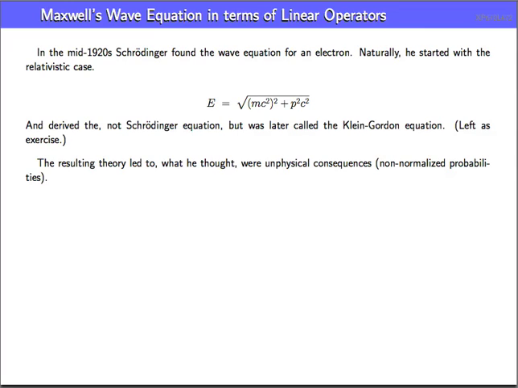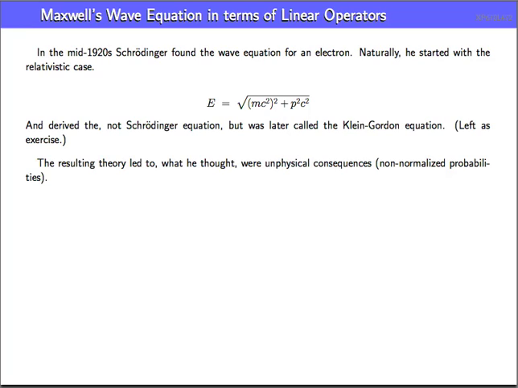E is equal to the square root of the quantity mc squared, squared, plus p squared c squared. So first of all, we see a problem: how do we deal with operators under square roots? Well, you just square it. And he derived an equation from that, but it's not called the Schrödinger equation. It's actually called the Klein-Gordon equation, which is of use later on in quantum field theory. But when he did this, he came up with some problems.